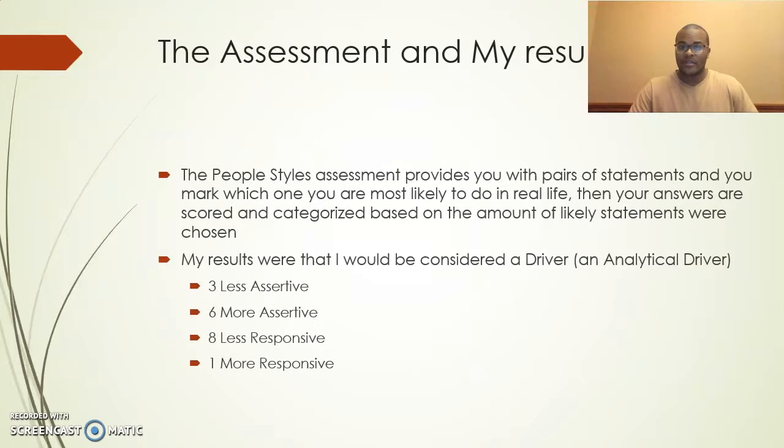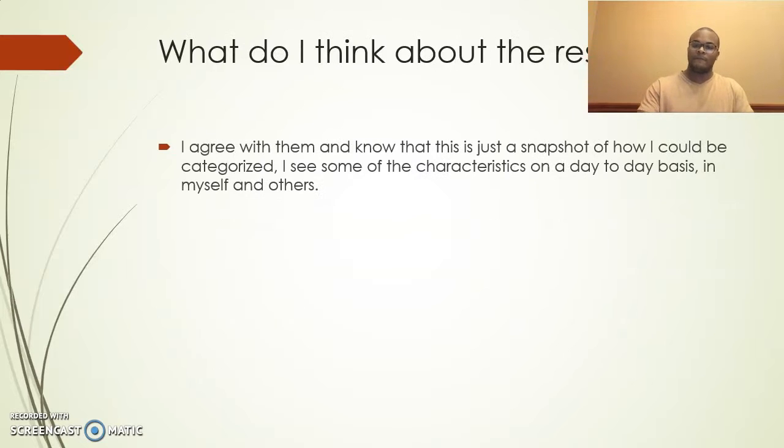So for the assessment itself, it provides you with a pair of statements, and you mark which one you're more likely to do in real life, and then your answers are scored and categorized based on how many of those statements are alike, in the sense of you have less assertive, more assertive, less responsive, and more responsive. My result is that I'm considered a driver, an analytical driver. 3 of my answers were less assertive, 6 were more, 8 were less responsive, and 1 was more responsive.